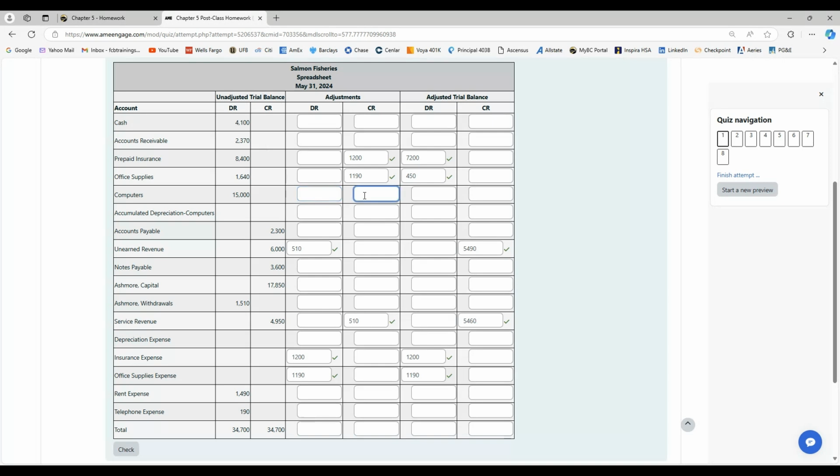So we don't want to reduce computers directly. Remember, this is the contra account of accumulated depreciation. And so what we want to do is put our 250 in there. Remember, we reduce computers, the asset, minus the accumulated depreciation, and that gets us our net book value. And then the other side of this entry is going to be depreciation expense. So 250 there.